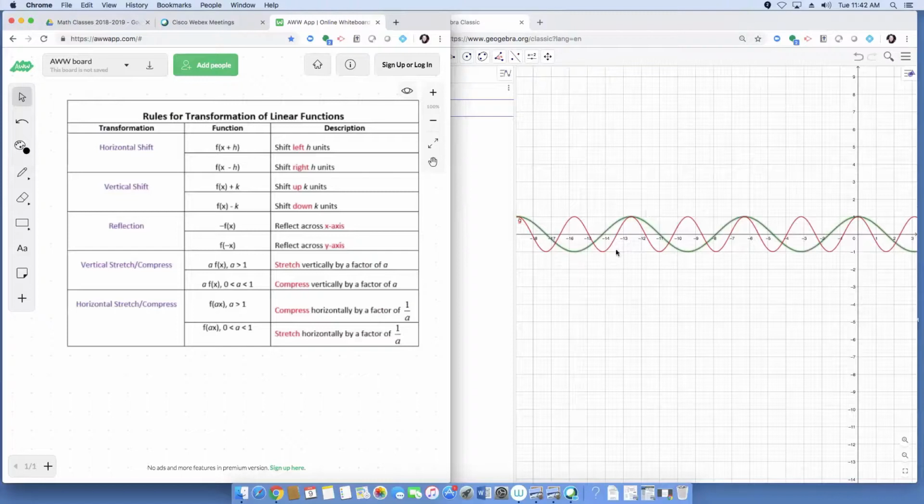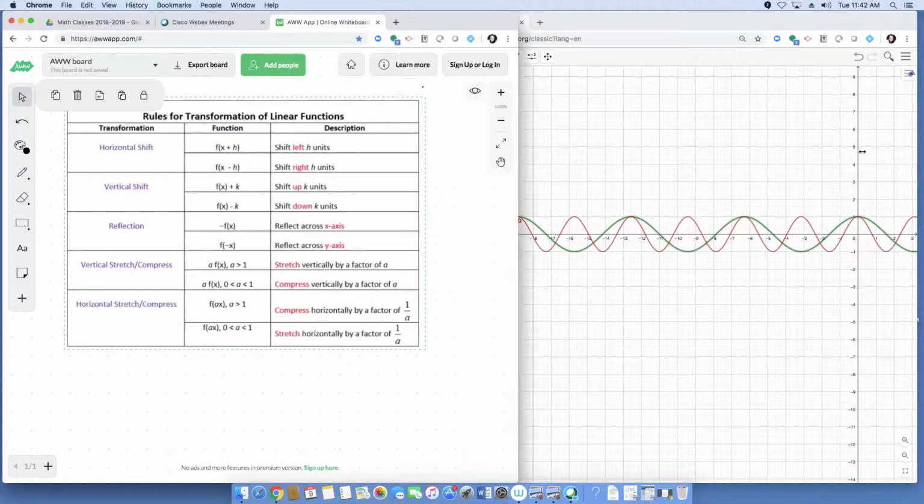So what's happening is, horizontally, it's this way, back and forth. And then we can compare it to what we have on our chart here. Right here, we can see that if there is a number greater than 1 being multiplied by our x, by our function on the inside of the parentheses, it's compressed horizontally. So again, you can visually see what's happening, or you can compare it to this chart. So we're going to say compress horizontally.